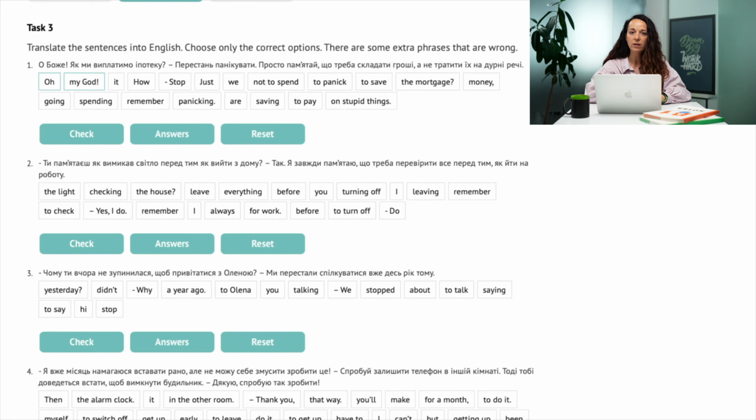But be careful, there are some extra phrases over here to confuse you. They might give you some wrong options for translation. Don't click on the extra phrases, just leave them at the end of the sentence. You've got 8 minutes for the task. Once you're done, press check.